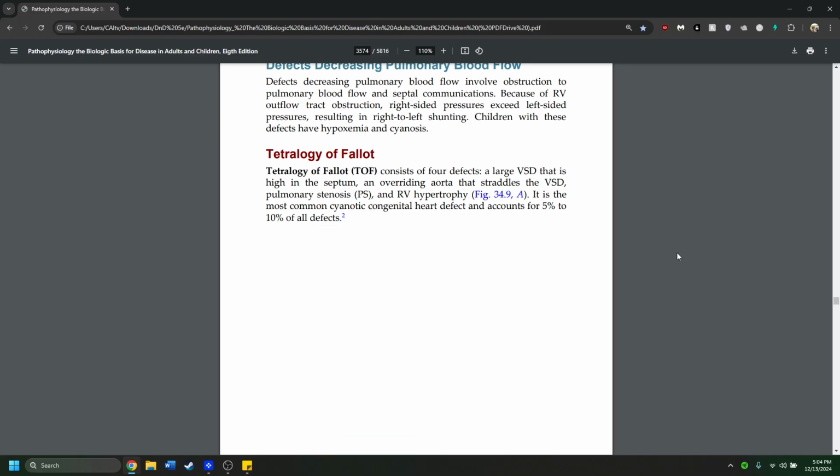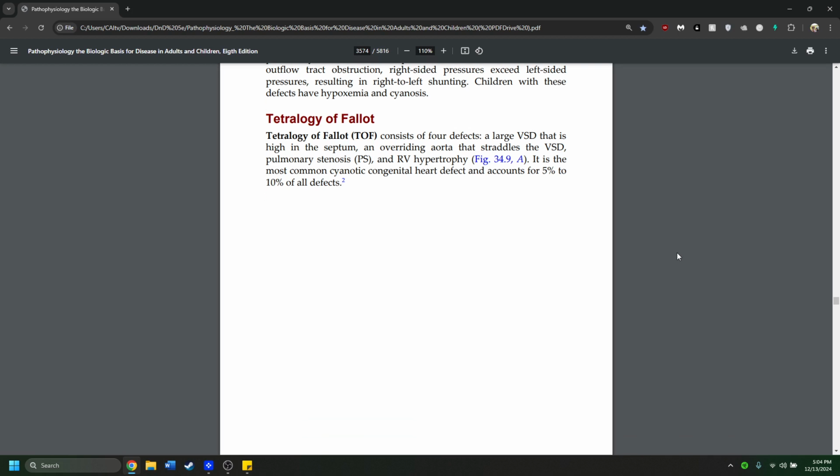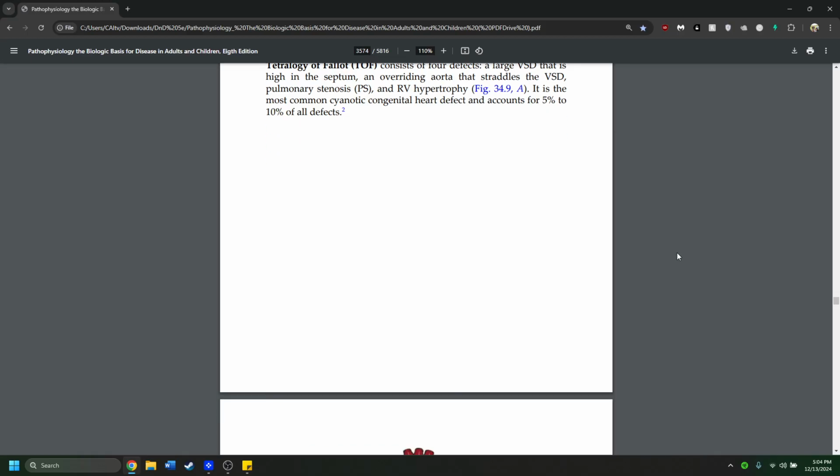Tetralogy of Fallot consists of 4 defects, hence tetra: a large VSD that is high in the septum, an overriding aorta that straddles the VSD, pulmonary stenosis, and right ventricular hypertrophy. It is the most common cyanotic congenital heart defect and accounts for 5 to 10% of all defects.